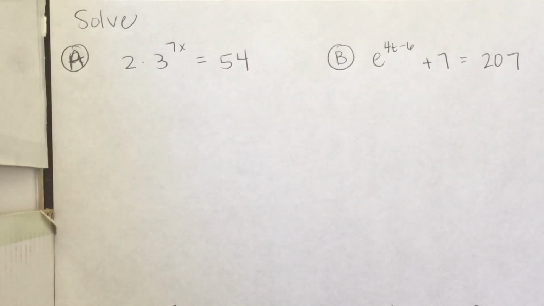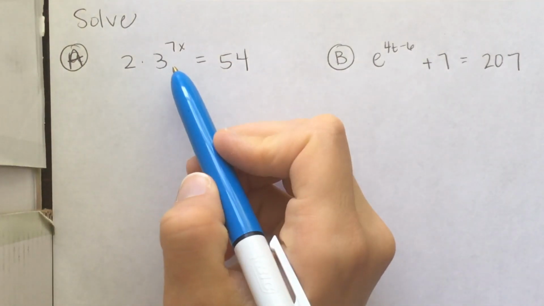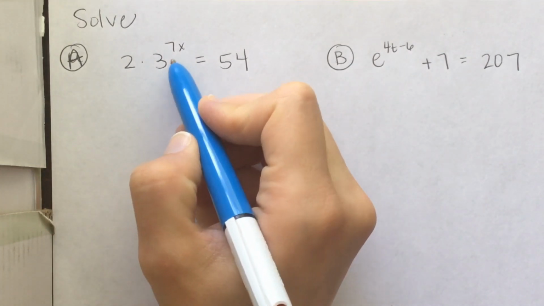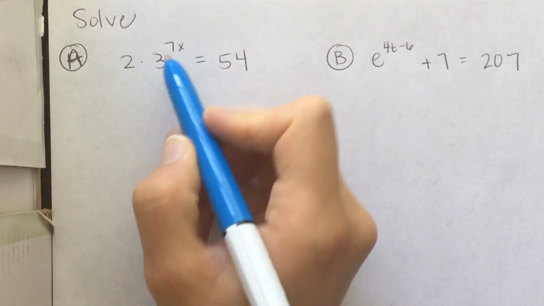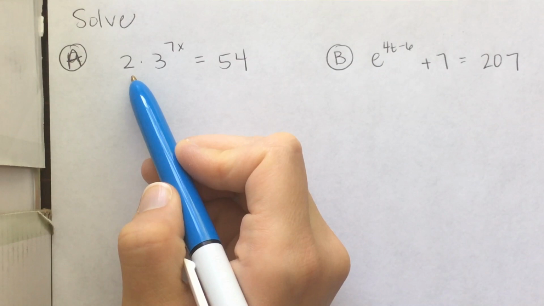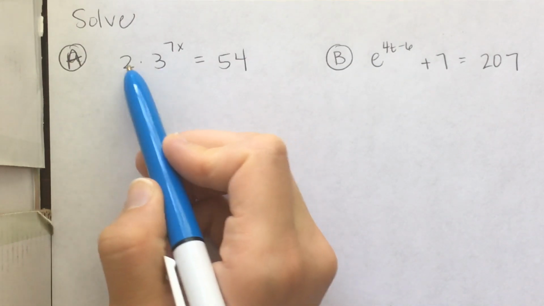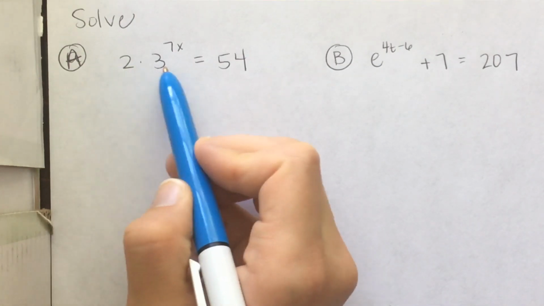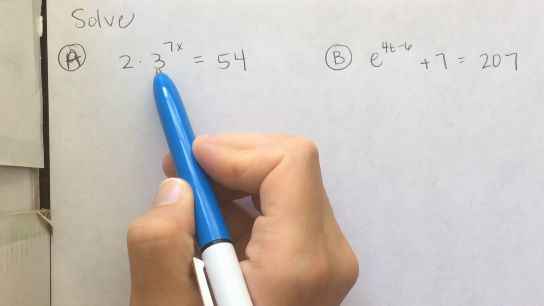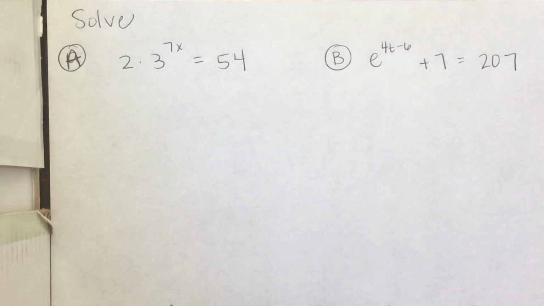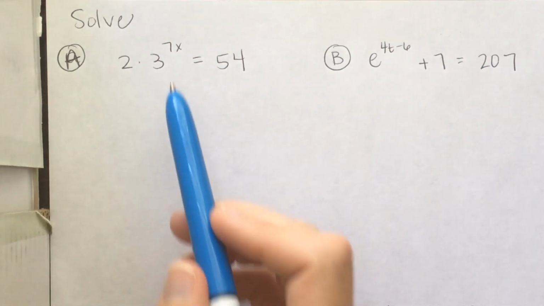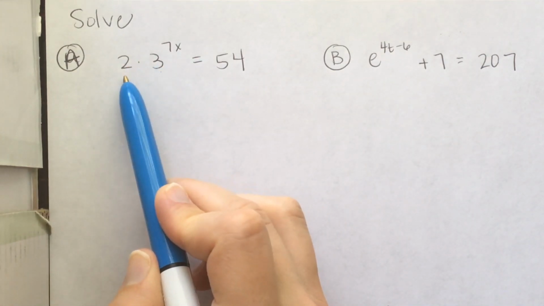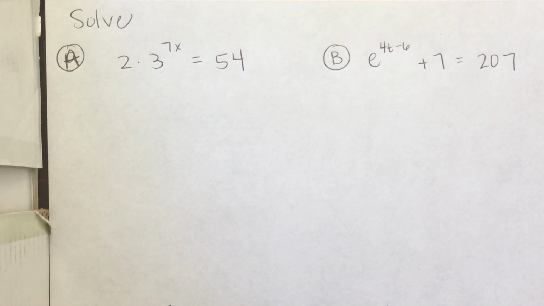All right, example 1. Solve 2 times 3 to the 7x power equals 54. This is 3 to the 7x power. The 2 is not to a 7x power, so do not multiply that together to make your base a 6. Do not multiply anything together. This is a base, and this is a coefficient.